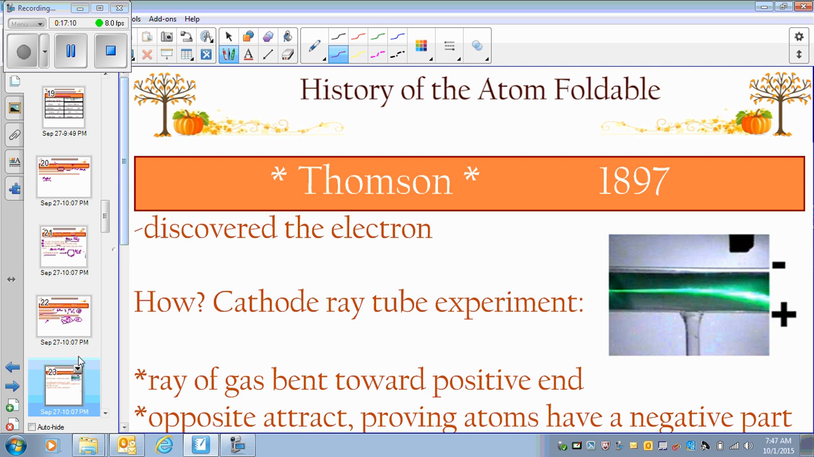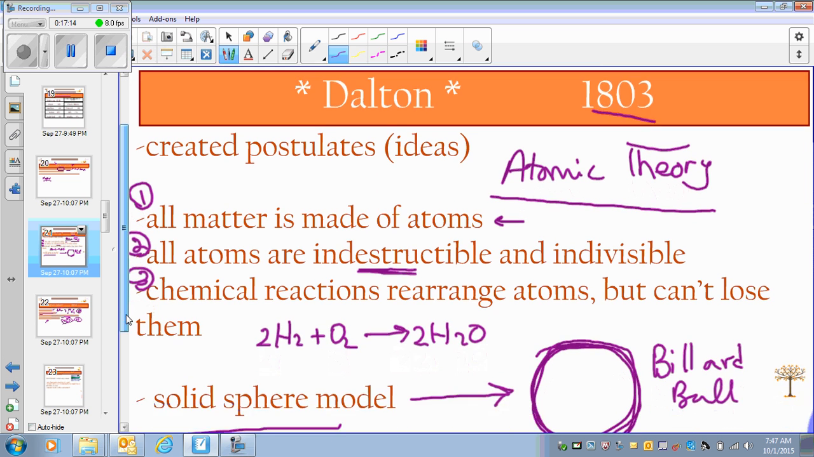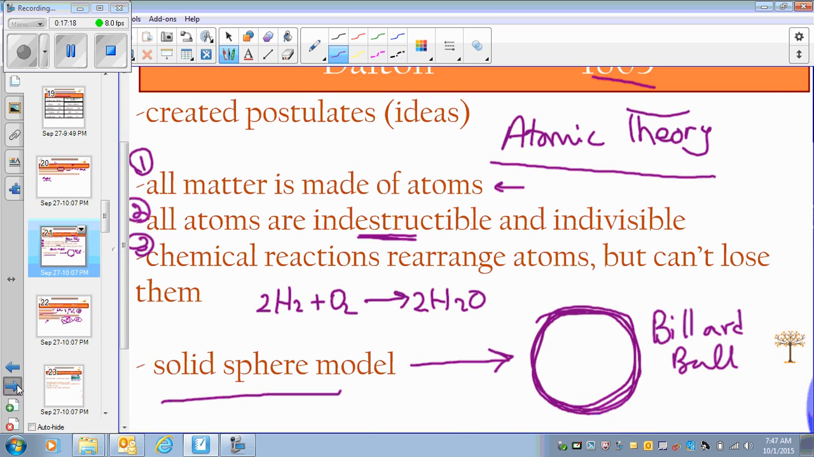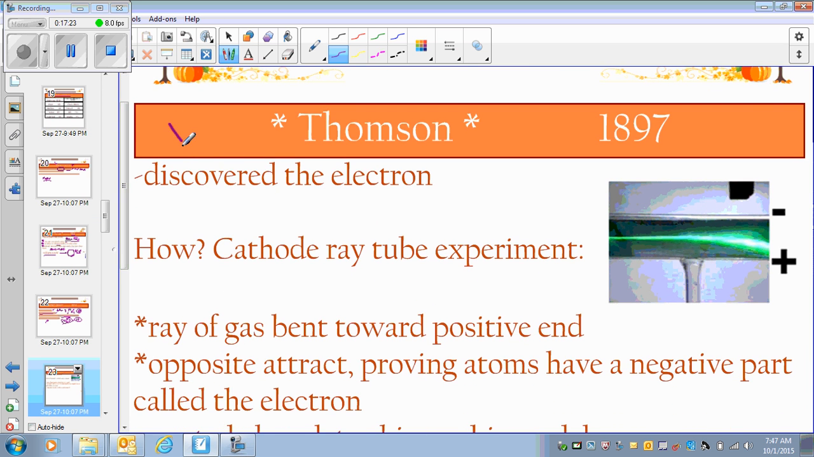I should have gone to Dalton first. Dalton gave us the solid sphere model. He knew nothing about the atom. And after Dalton came Thomson. His name actually was J.J. Thomson. J.J. Thomson did a glass tube experiment.